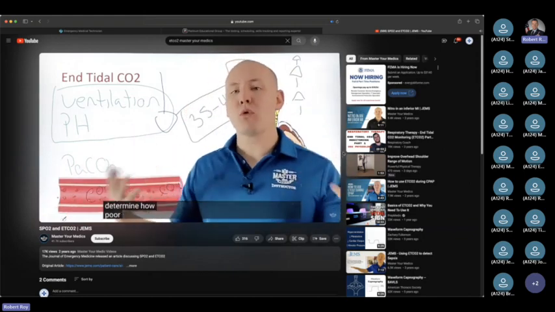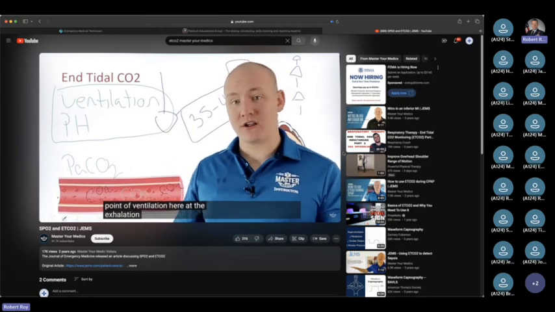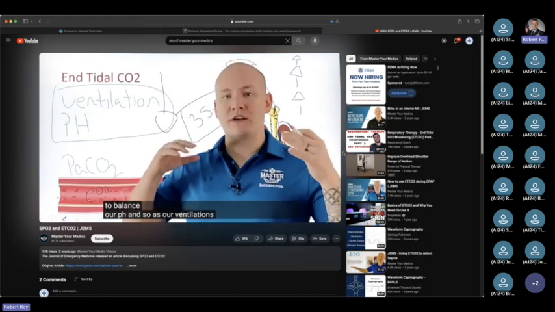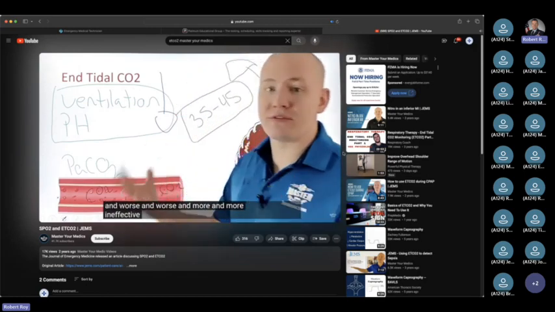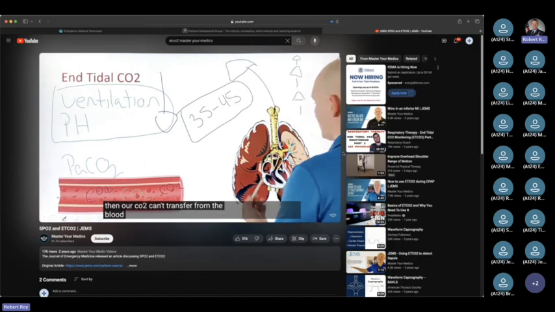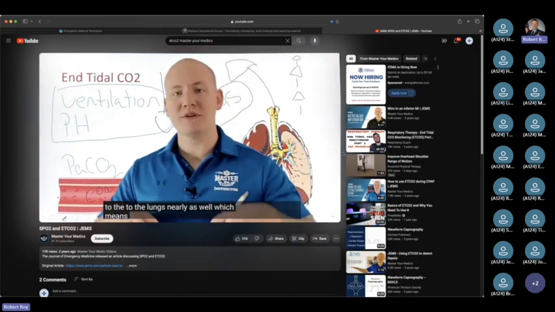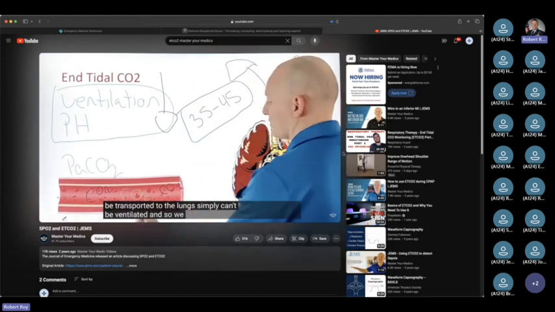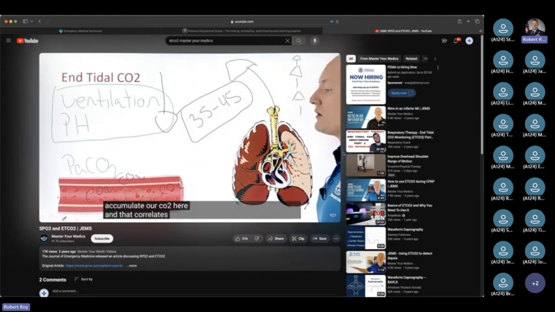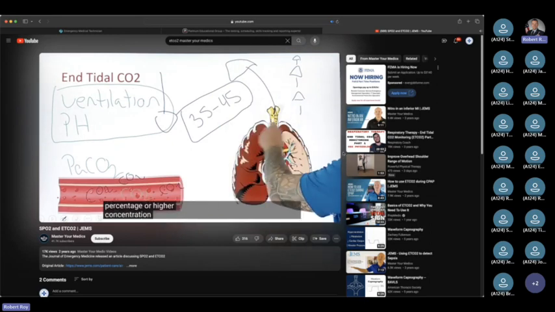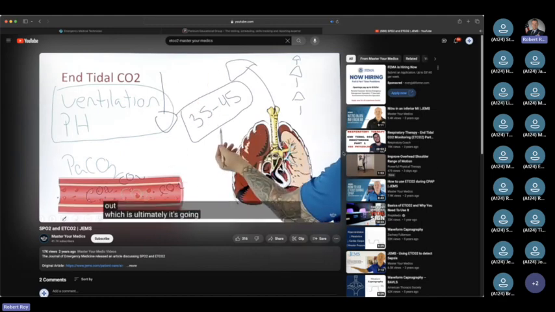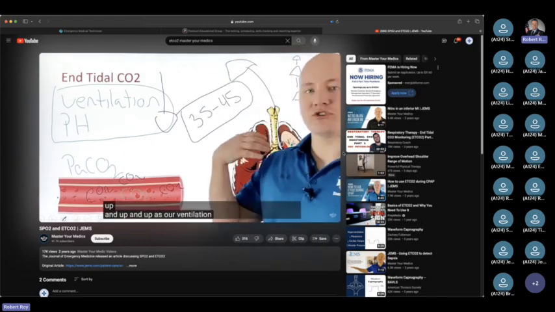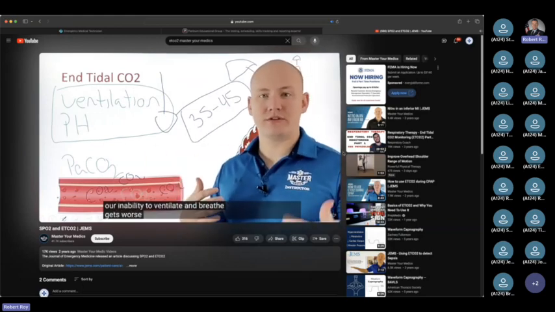That's how we can determine how poor ventilation is, because the whole point of ventilation here, the exhalation phase, is to get as much CO2 out as we can in order to continue to balance our pH. And as our ventilations get worse and more ineffective, our CO2 can't transfer from the blood to the lungs nearly as well, which means that CO2 that's being generated by the cells, that's in the blood, that's supposed to be transported to the lungs, simply can't be ventilated. And so we continue to accumulate CO2 here, and that correlates to a higher concentration of CO2 being ventilated out. Ultimately, we're going to see this end-tidal CO2 number continue to go up and up and up as our inability to ventilate and breathe gets worse and worse and worse.